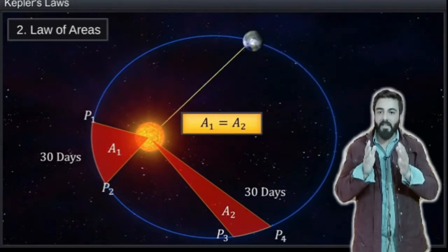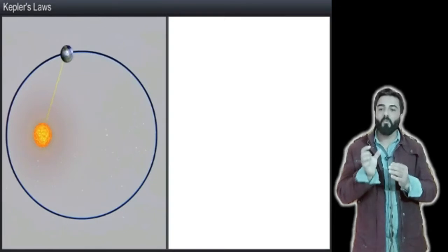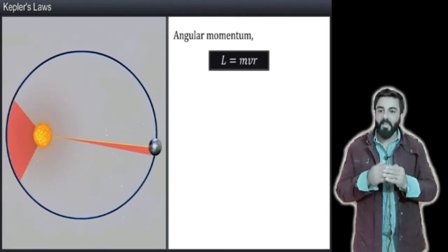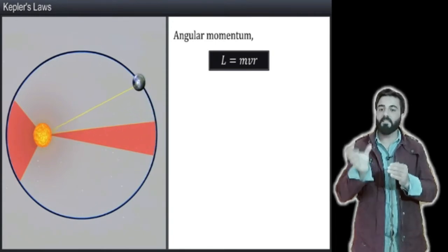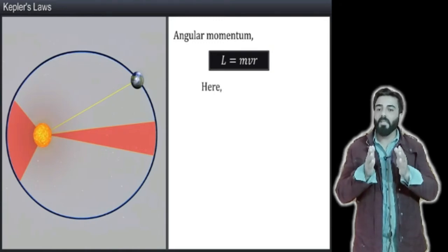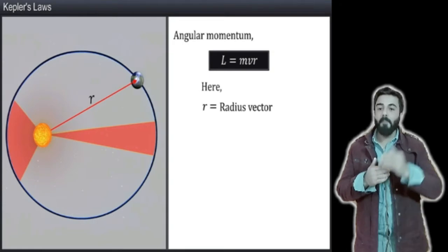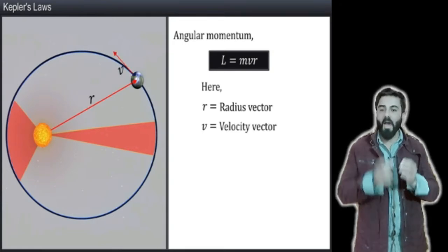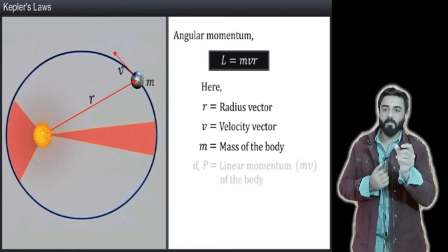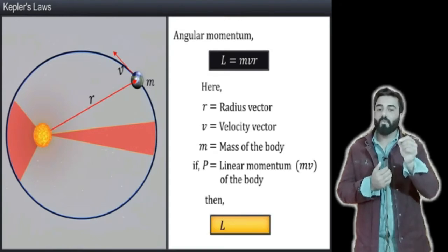So for a body under the action of a central force, the angular momentum L, which is the product of m, v and r, remains constant. Here r is the radius vector, v is the velocity vector, and m is the mass of the body. If p is the linear momentum of the body, then L is equal to the product of r and p. That means L is equal to r into p.